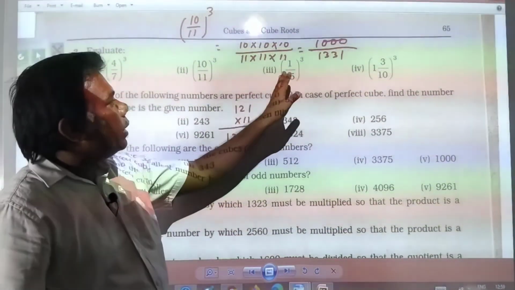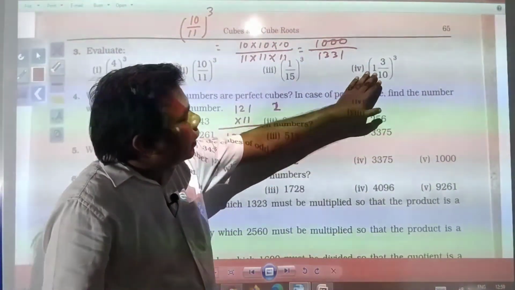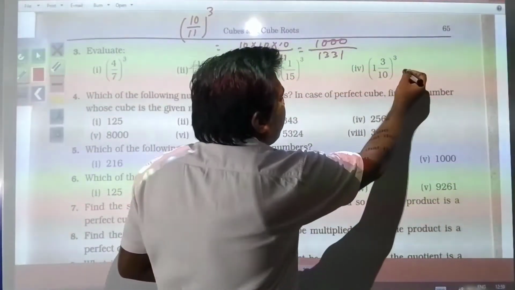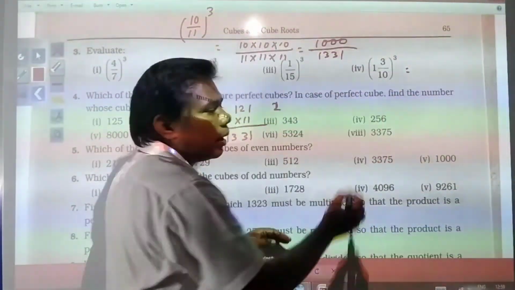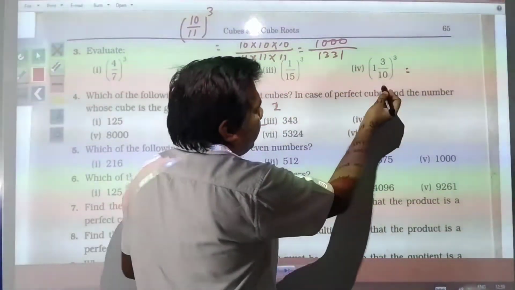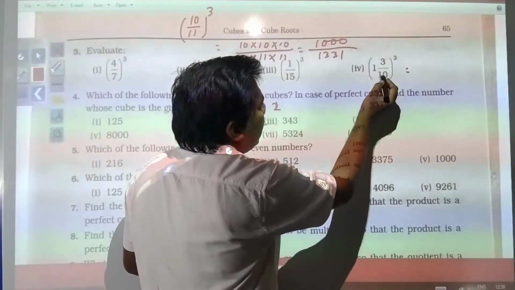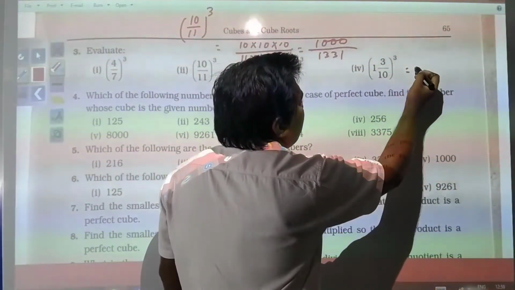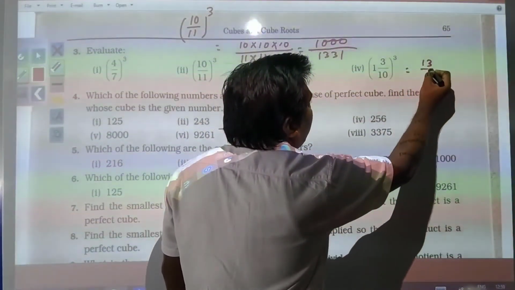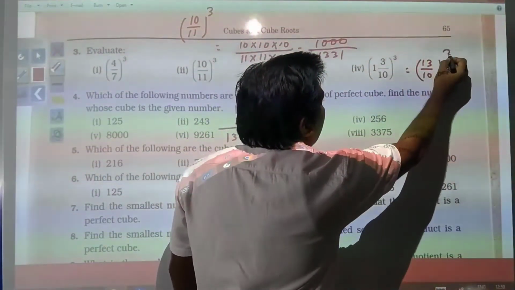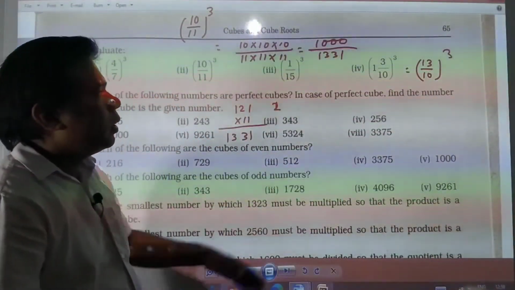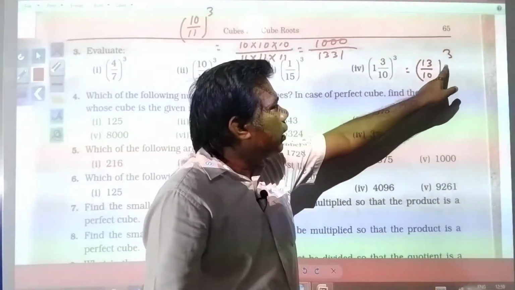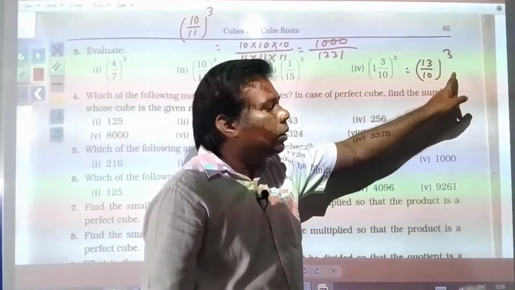So in this way this question also can be solved. In this question, what needs to be done? This is required to be converted into an improper fraction. 10 ones are 10, and 3 is 13. So 13 by 10 whole cube. Now it is easy to solve. I think you will be able to do 13 into 13 into 13 divided by 10 into 10 into 10.